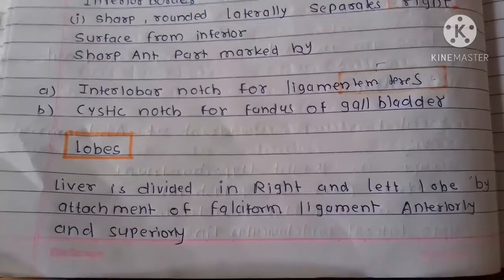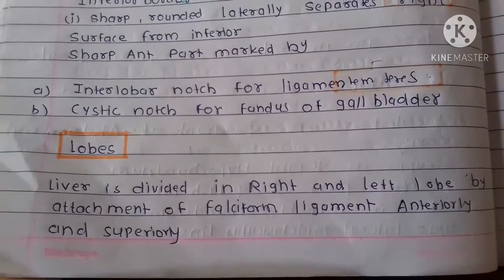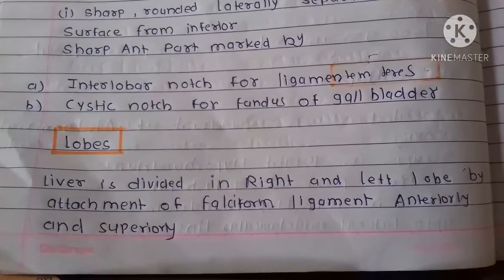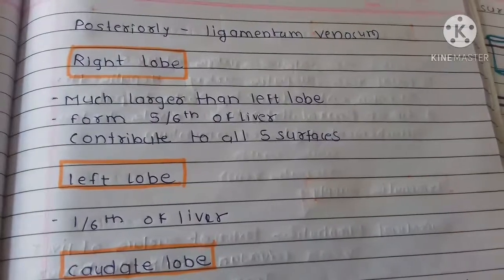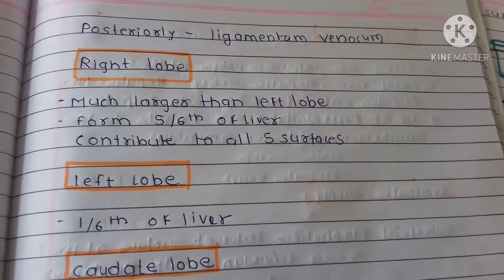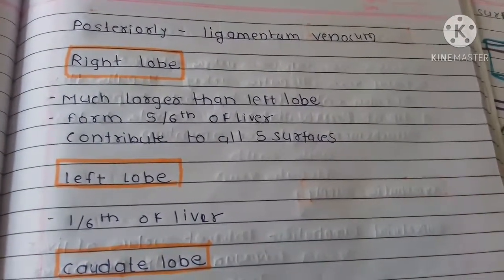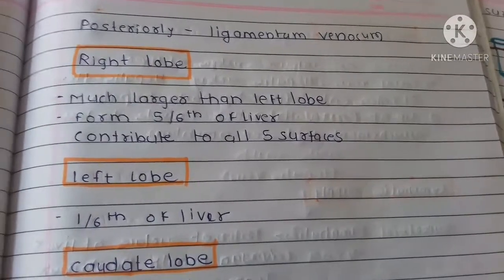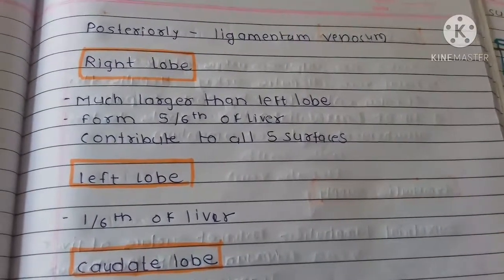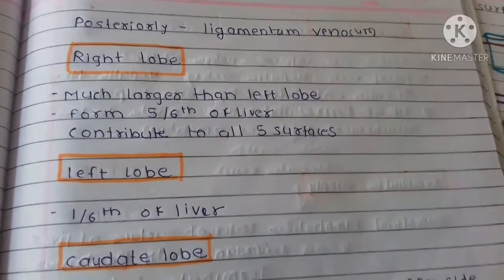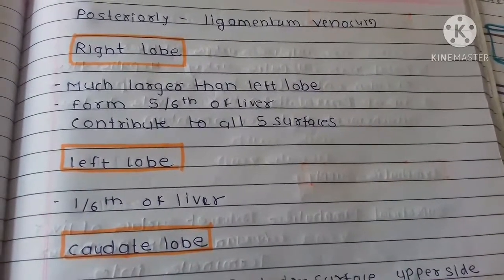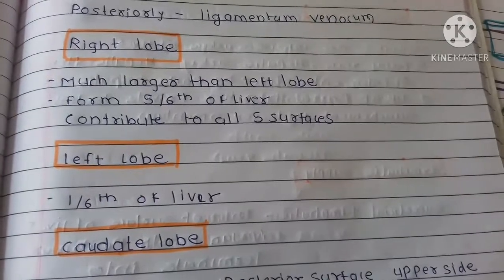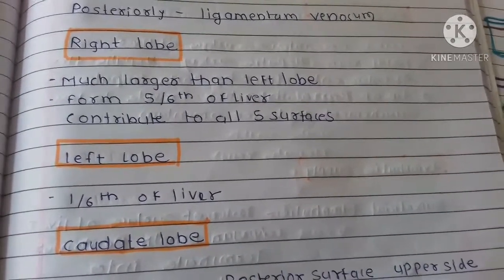Now, lobes. Liver is divided into right and left lobe by the attachment of falciform ligament anteriorly and superiorly, and posteriorly by ligamentum venosum. Right lobe is much larger than left lobe. It forms 5/6 of the liver. It contributes to all 5 surfaces, and left lobe is smaller than right lobe, and it consists of 1/6 of the liver.